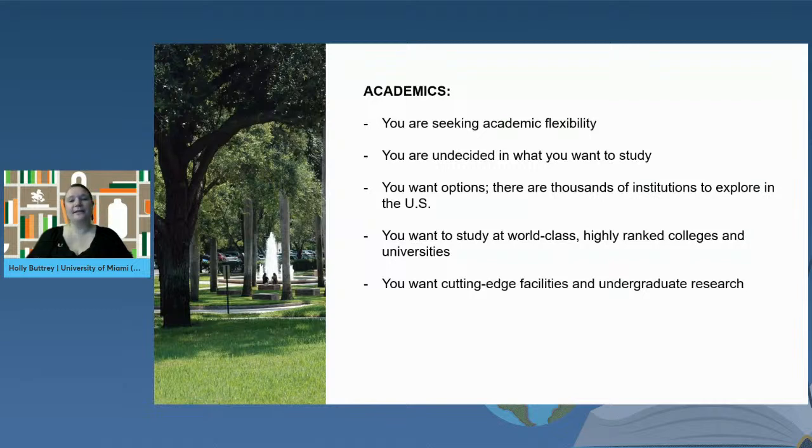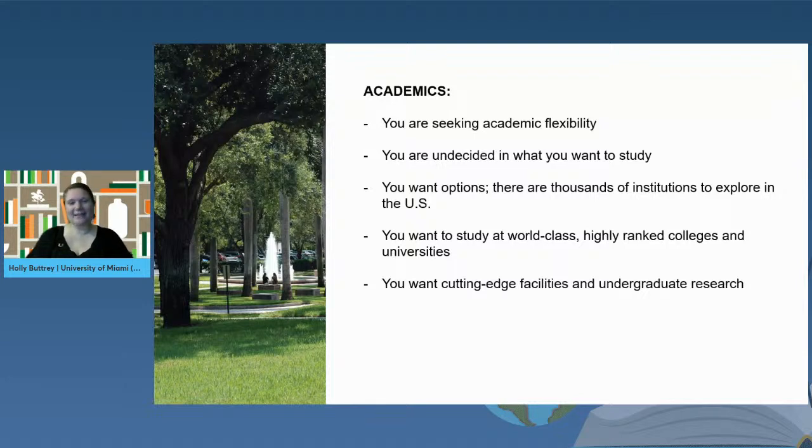Additionally, throughout the United States, you will find many world-class and highly ranked colleges and universities. As Donna noted, rankings are not the be-all, end-all. There are some rankings that can be really helpful and others that may not be as salient for you as an individual, as a student.